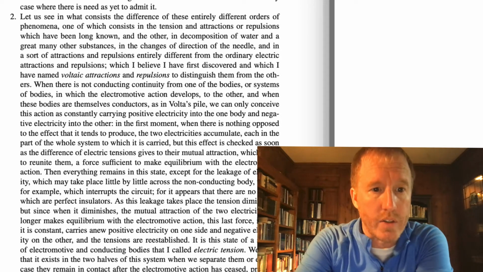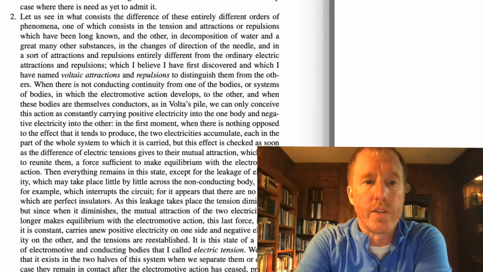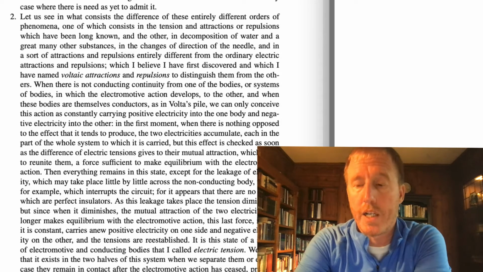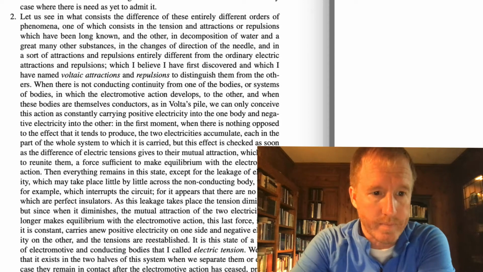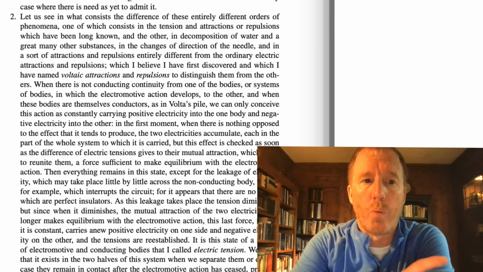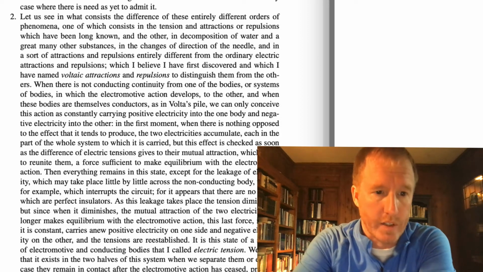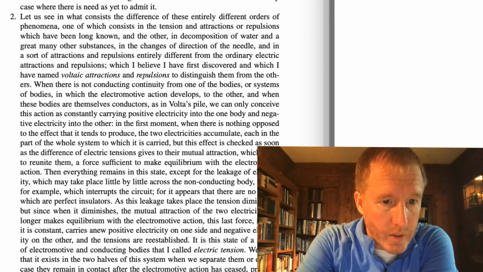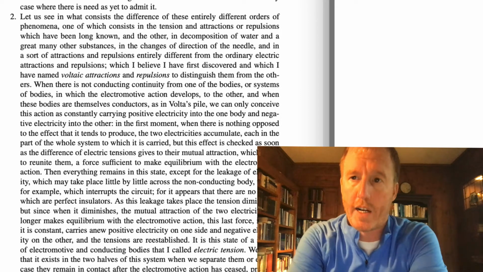And then he also mentions that it is manifested by the attraction and repulsion of current-carrying wires. This is what he's going to be talking about in the next couple of pages. This is a famous experiment that he carried out, which I'll be talking about shortly. Okay, and now what he's going to do is talk about what the state of electric current consists of and how you generate electric tension. So he says, "I believe I first discovered this," that's the attraction and repulsion of current-carrying wires, "which I've named voltaic attractions and repulsions to distinguish them from the other types of attractions and repulsions."